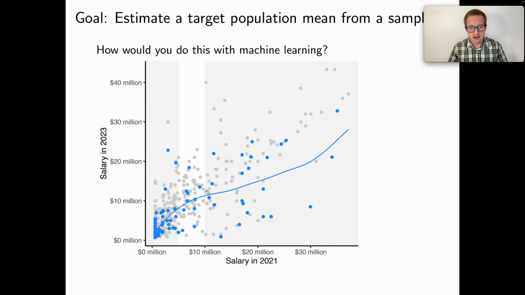This curve here is actually a LOESS curve, which is a locally weighted regression estimator, but you don't really need to know that. For now, let's just think of this as a black box model that takes a sample and results in some curve. This curve gives predicted values. When you give it an x value, it gives you a predicted value for y. So how would you follow this procedure with machine learning? It actually looks exactly like the procedure for ordinary least squares.